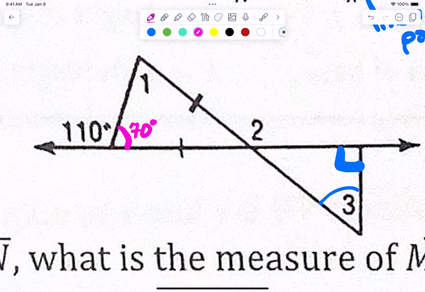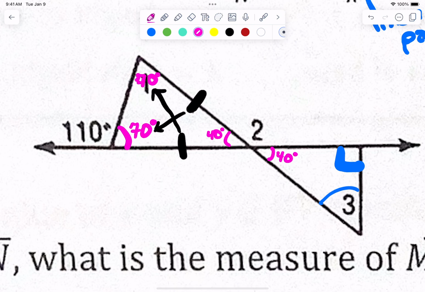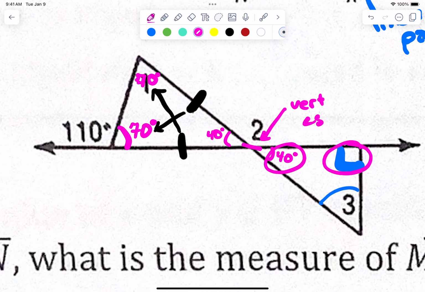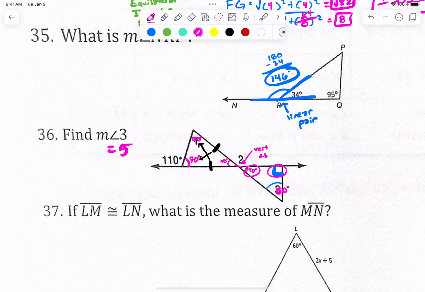What's something else that I know? That side is congruent to that side, which means these two angles are also the same, 70. These two are the same, so this angle matches that one. So that means that top guy is 70 as well, right? So that's 140, so this guy is 40. The other angle is 40 because they're vertical angles. This one is 40, this one is 90. That means this one has to be 50 in order for them to add up to 180. So angle 3 is 50 degrees. Did all that make sense to you? Yeah? Okay, cool. All right, 37.